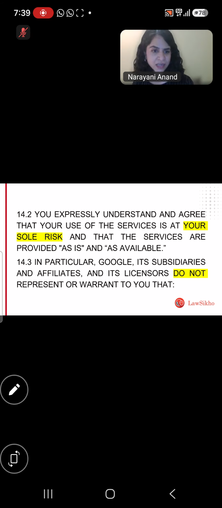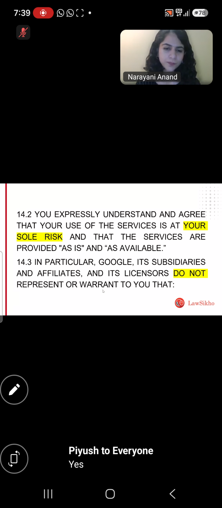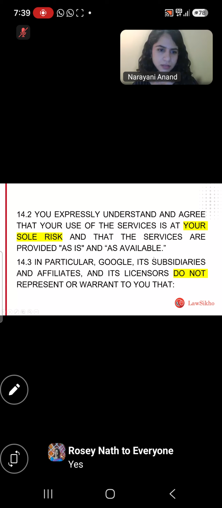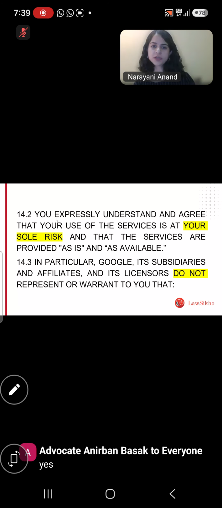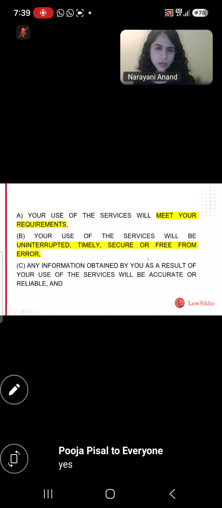They've literally given negative representations and warranties. This is the opposite of how many of you remember representations and warranties. We very briefly touched upon that in the previous class. Do we remember? Yes? Okay, great. So look at how this is structured. They'll have negative reps and warranties.